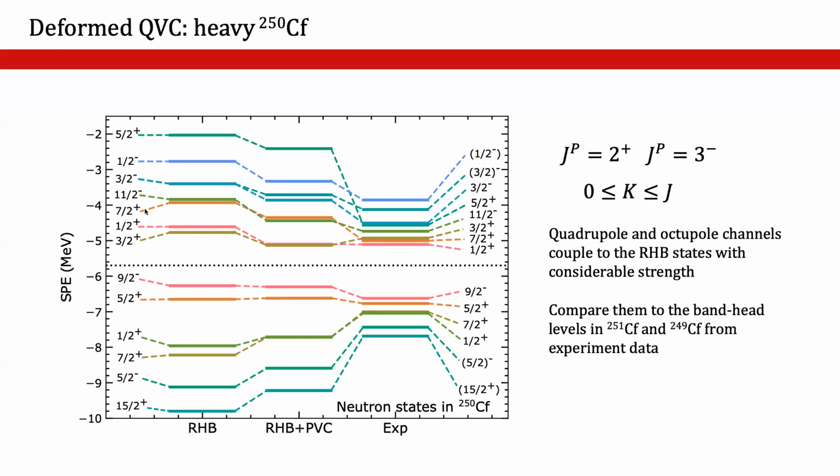Thereby, we can see the dominant fragment moves towards the experimental ones, which improves the result significantly. This effect proves the necessity of particle vibration coupling for describing the quasi-particle state in the deformed nuclei.